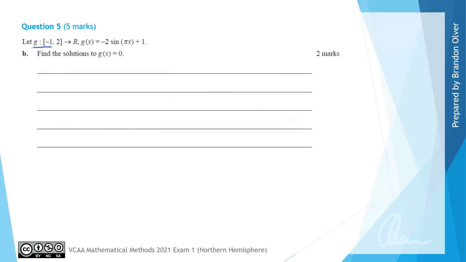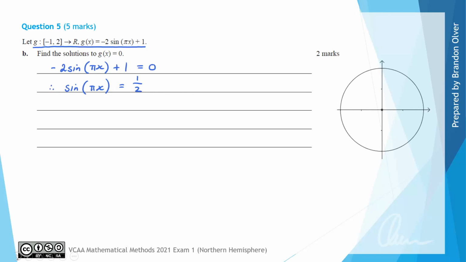So while still considering the same function g, we want to find the solutions to g of x equals 0. So g of x equals 0 is the same as negative 2 sine of pi x plus 1 equals 0. So subtracting 1 and dividing by negative 2, we're essentially just solving the equation sine of pi x is equal to positive 1/2.